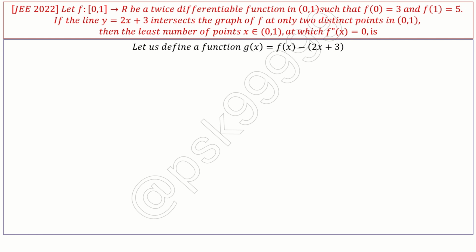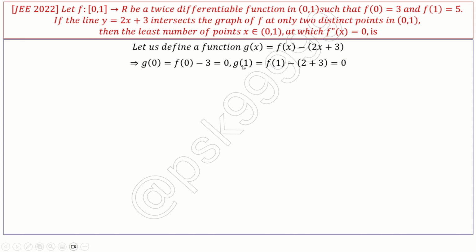Now g of 0 is nothing but f of 0 minus, if I substitute 0, I will get 3 only, so f of 0 minus 3, and f of 0 is given as 3, so this is nothing but 0. Which means 0 is a point where the line y equals 2x plus 3 intersects with f of x. Similarly, g of 1 is f of 1 minus (2 plus 3), which is f of 1 minus 5. F of 1 is given as 5, so it is 0.